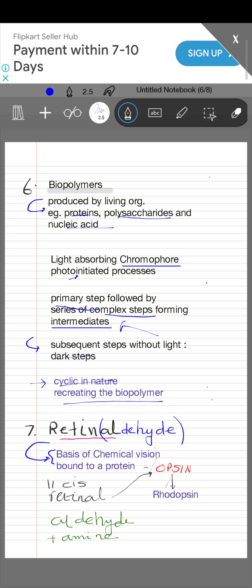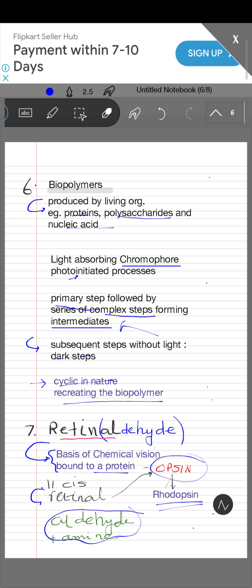Okay, now this retinal is composed of retinaldehyde, which is 11-cis retinal, considering its structure, and there is an aldehyde and amine group, and when they are bound to a protein called opsin, ultimately what is formed is rhodopsin. So an 11-cis retinal being attached to an opsin protein forms the rhodopsin.